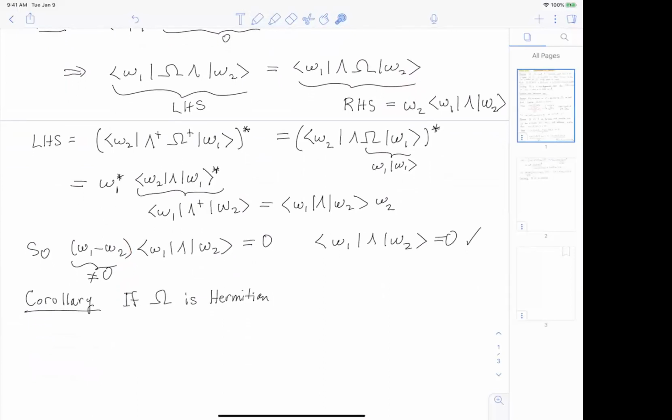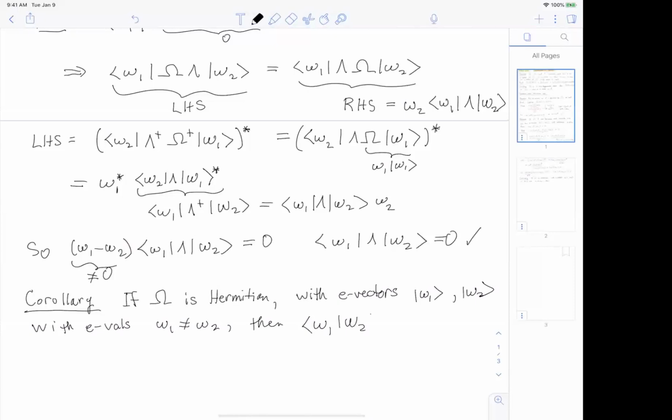Okay, so the corollary says if omega is Hermitian with eigenvectors omega 1 and omega 2 with different eigenvalues again, so omega 1 is supposed to not be equal to omega 2, then the inner product of omega 1 with omega 2 is supposed to be 0.